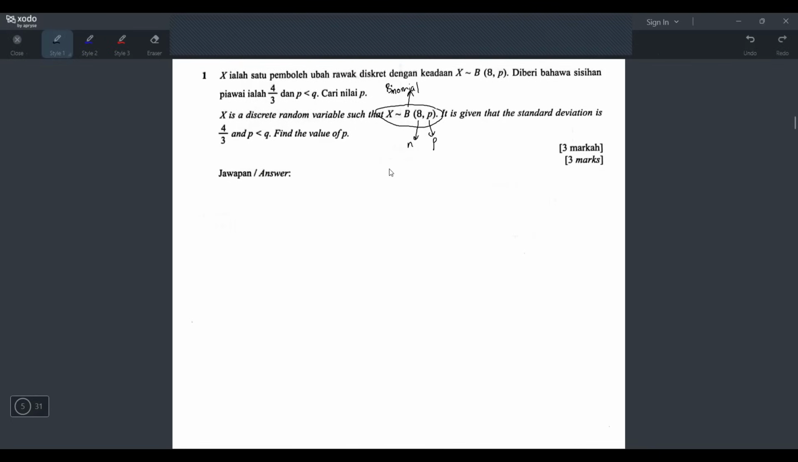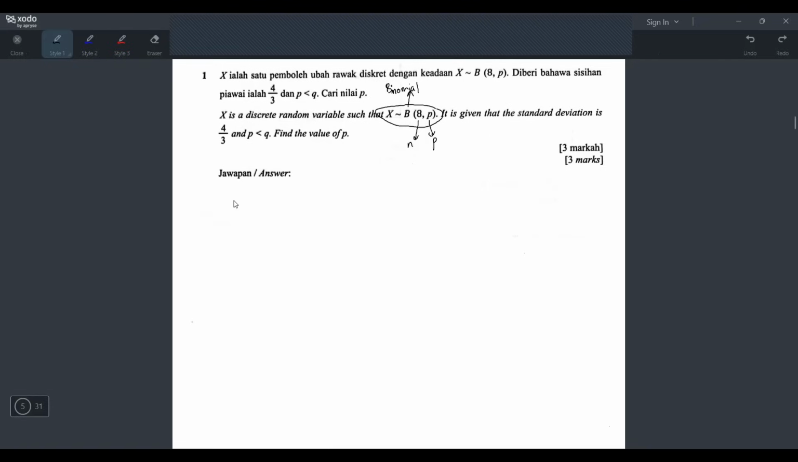But what if it's normal distribution? The way they write it is like this. They will write N instead of B, because it's normal. And what they will write in front is the mean, and then this will be the variance. For normal distribution, they will write it like this. But for now, I'll erase this one. Okay, let's come back to the question.